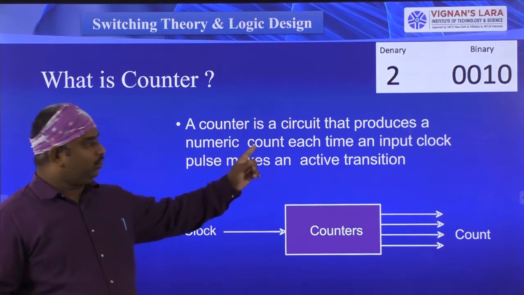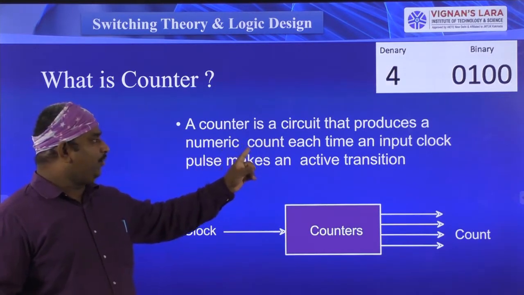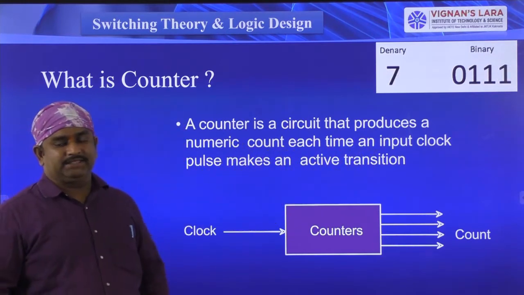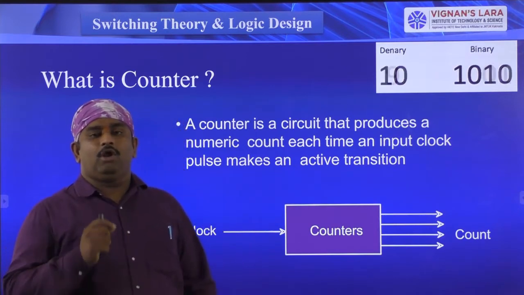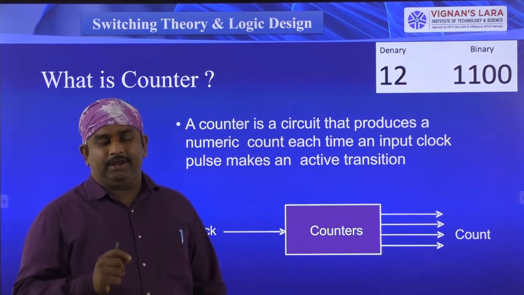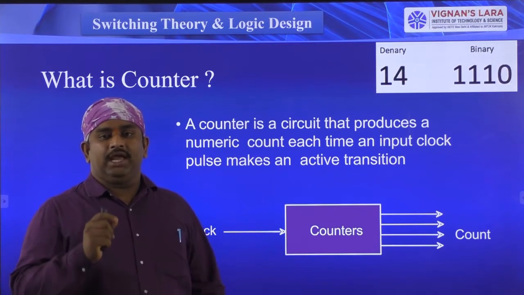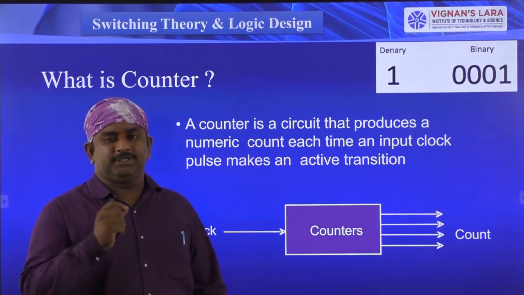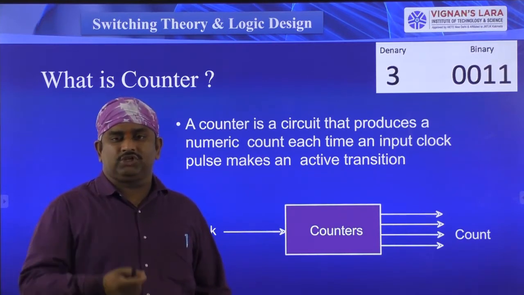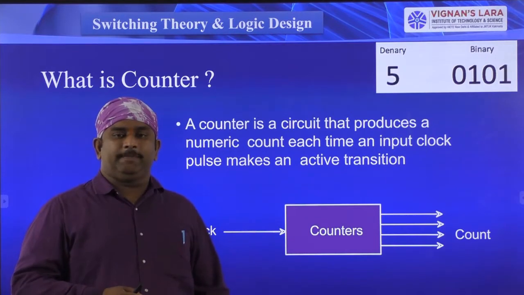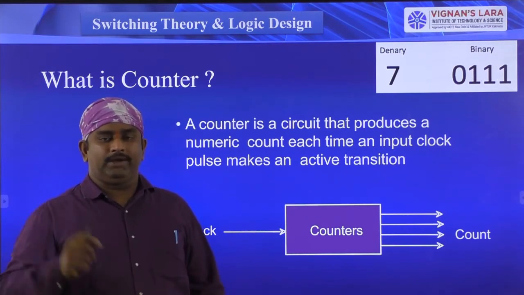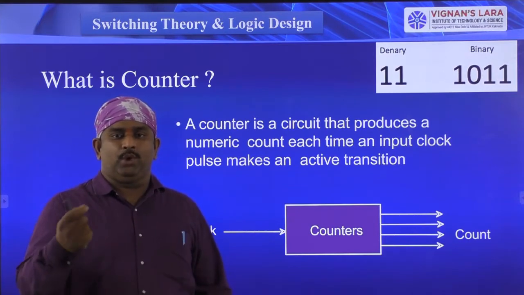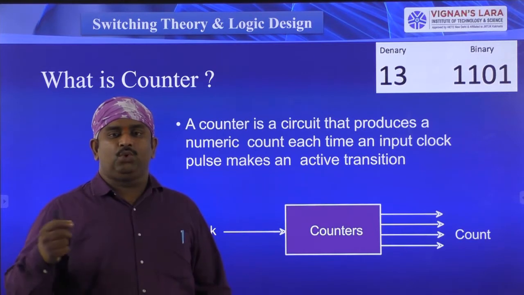A counter is a circuit that produces a numerical value or count each time an input clock pulse makes an active transition. So whenever the input clock pulse is activated, the counter stores a new count value. For example, the counter is initially represented with 0. When you give the first clock pulse, the counter output is represented as 0001. When you give the second clock pulse, the counter will represent 0010, which is equal to decimal 2.